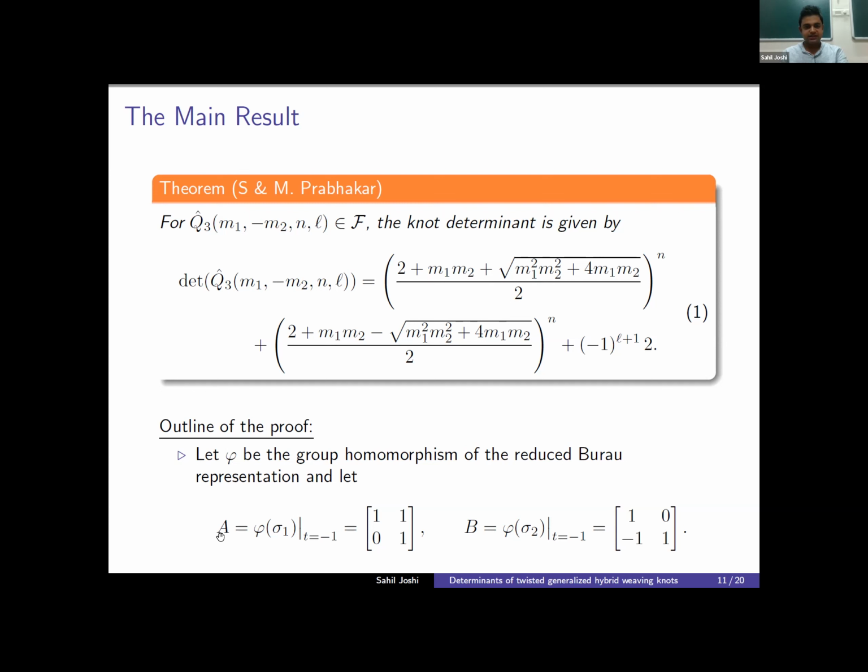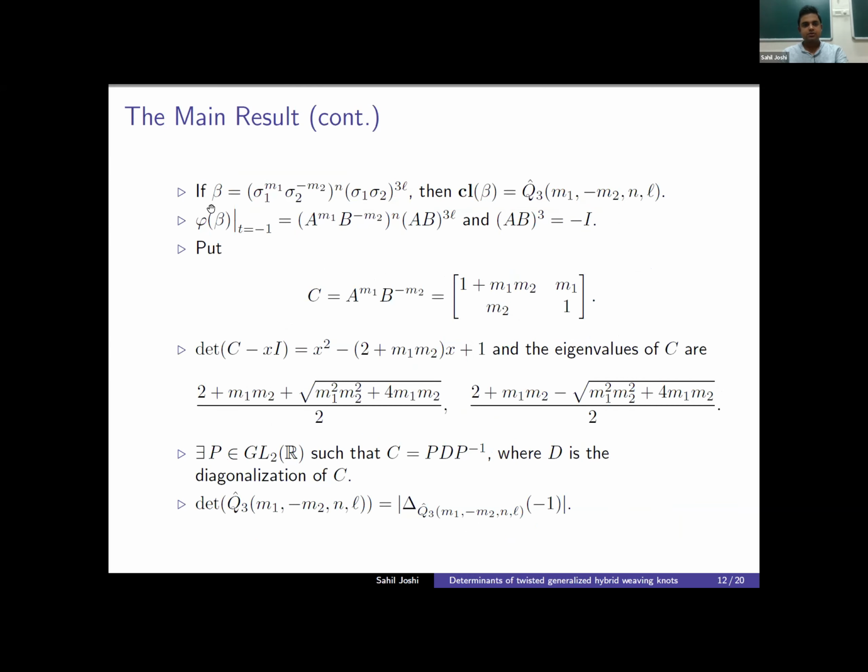And let me set A to be the matrix phi of sigma 1, which we get by substituting t equal to -1 in this formula. Similarly, matrix B. Now for the braid word beta, if I take it to be the following, then its closure will be the knot which we have considered. So I want to evaluate this matrix at t equal to -1.